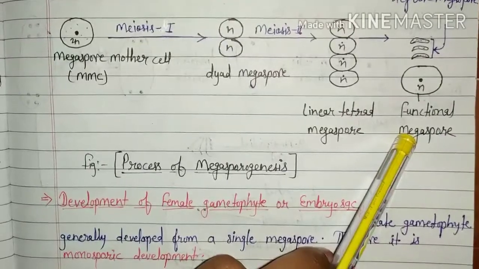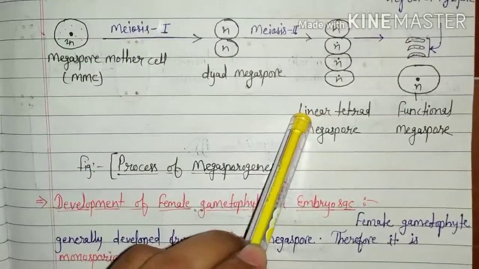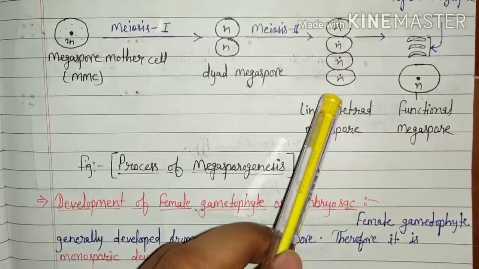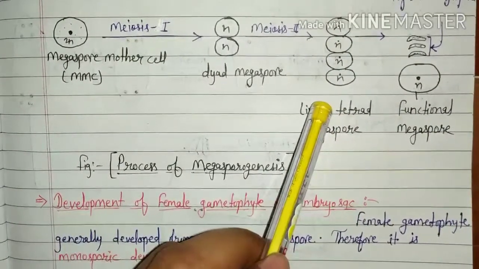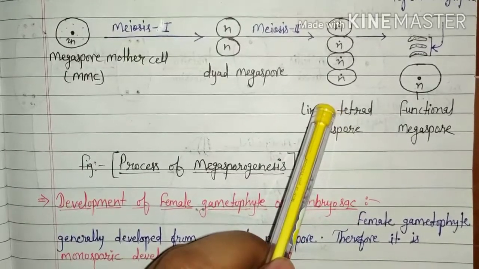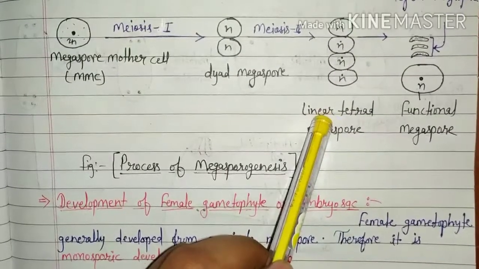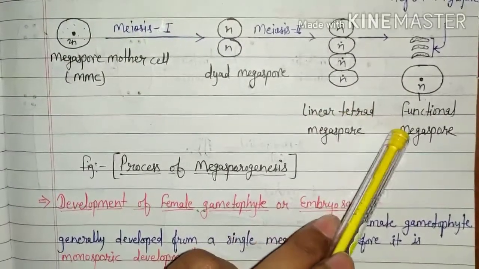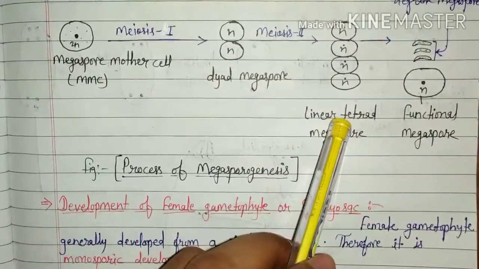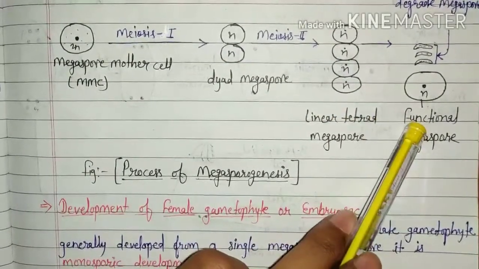But in anthers, one pollen mother cell forms 4 tetrad microspores and all microspores are functional. It means the number of pollen grains is more than ovules, but the size of pollen grains is small compared to the ovule.